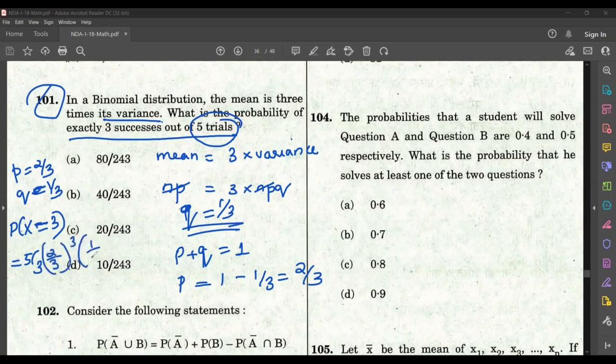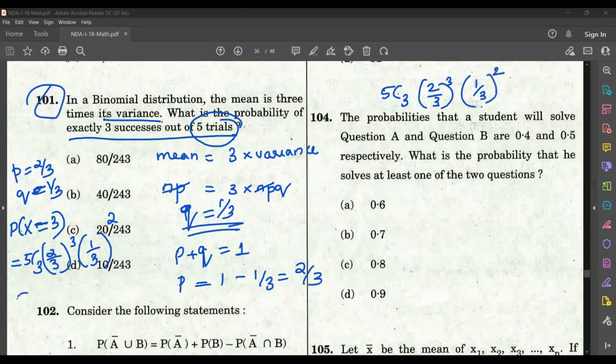Q raised to n minus 3. That is 2. Understood? So that is 5C3, 2 by 3 is P, P raised to the same 3. Then Q is 1 by 3 raised to 5 minus 3. That is 2. Okay, so just solve this.